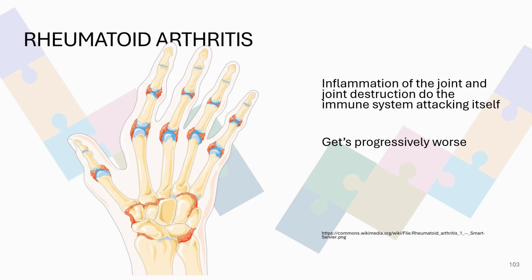We do have another type of arthritis, and there's certainly more than these couple that we're going to talk about, but rheumatoid arthritis is another common one. This one is a little bit different, despite the fact that you see that term arthritis, okay, which does mean inflammation of the joints.